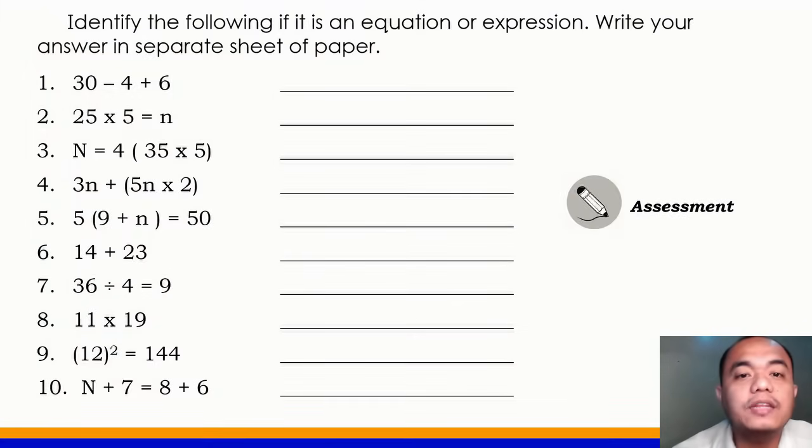So direction, identify the following if it is an equation or expression. Write the answer in a separate sheet of paper. So this time, you write equation or you write expression in each item. You are only given 3 minutes for this assessment. And your time starts now.